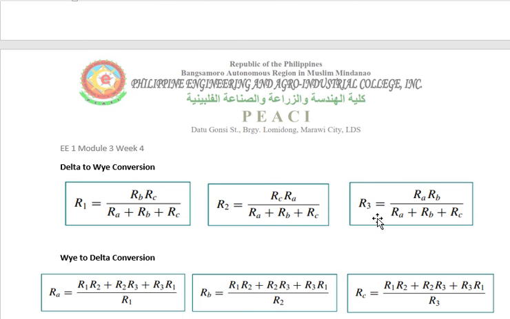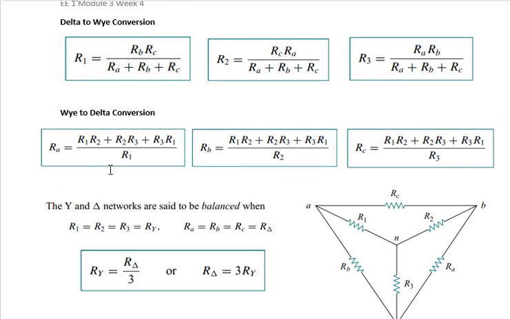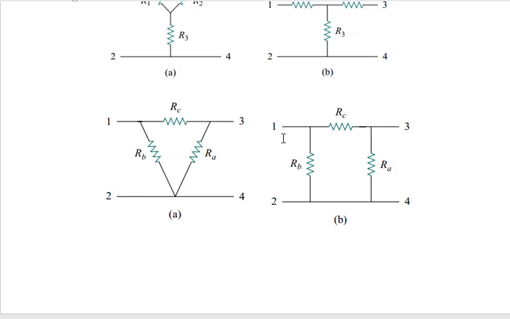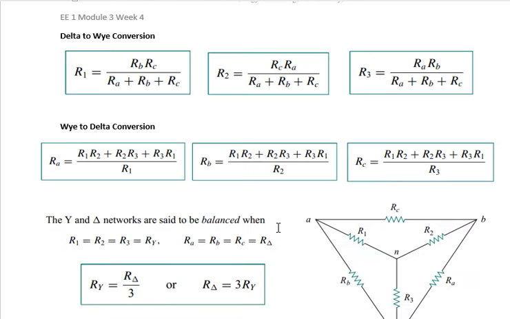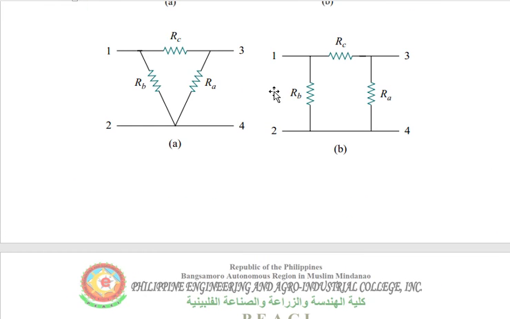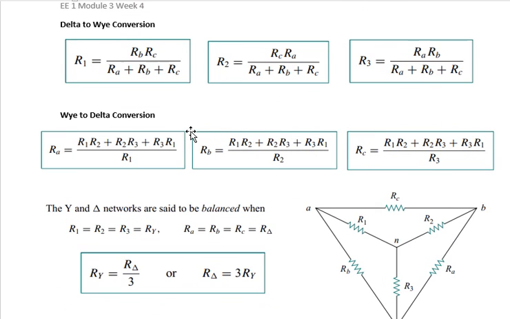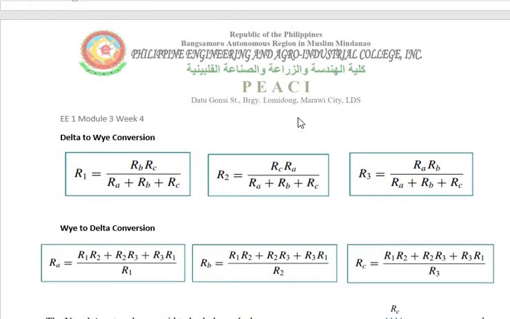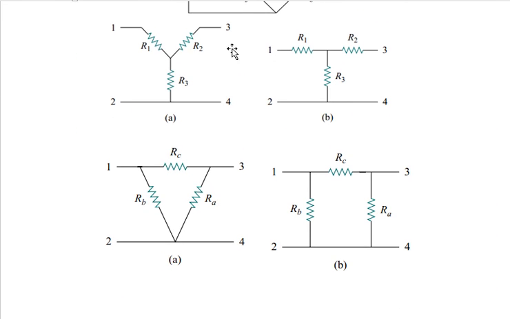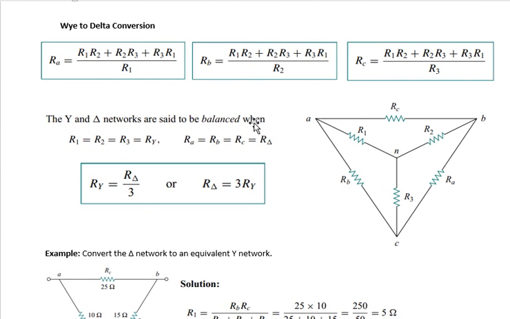Okay? So just familiarize yourself with these equations. Okay? So we have here from Y to delta naman, okay? From Y here to delta, we can use this equation, okay? Take note that this RA, RB, and RC is the resistance of the delta connected system, okay? And this R1, R2, and R3 is the resistance of this Y connected system, okay? So yun, we can use this equation actually, okay?